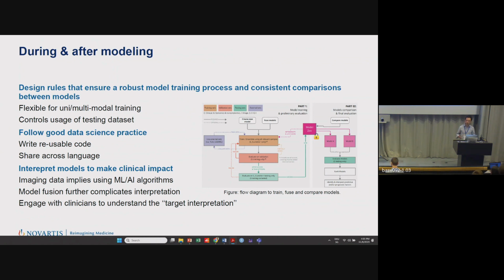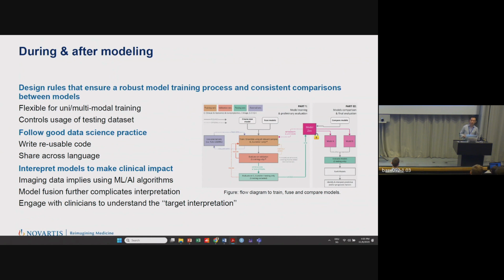There are different ways we can combine the different data modalities together, such as model fusion, which can further complicate the interpretation part, because when we do, for example, late fusion, we lose track of the original features from each modality, but we will end up with some kind of aggregated features, which requires an additional step to be able to interpret the model outcome.